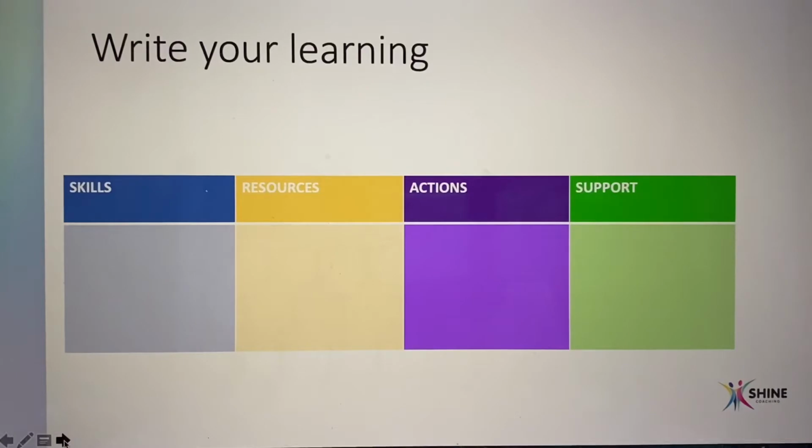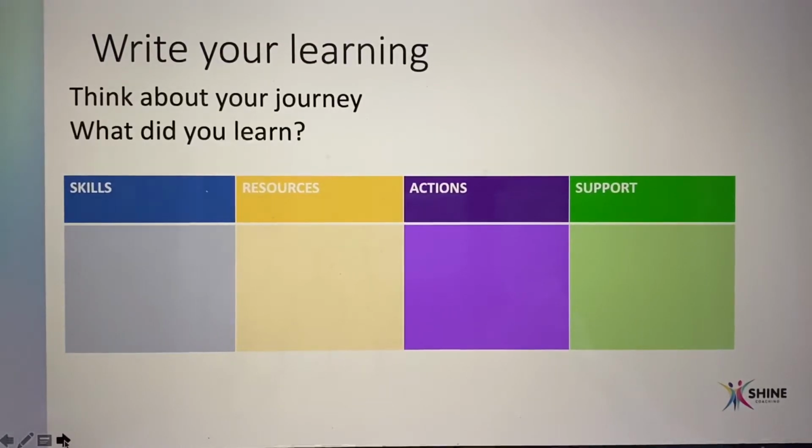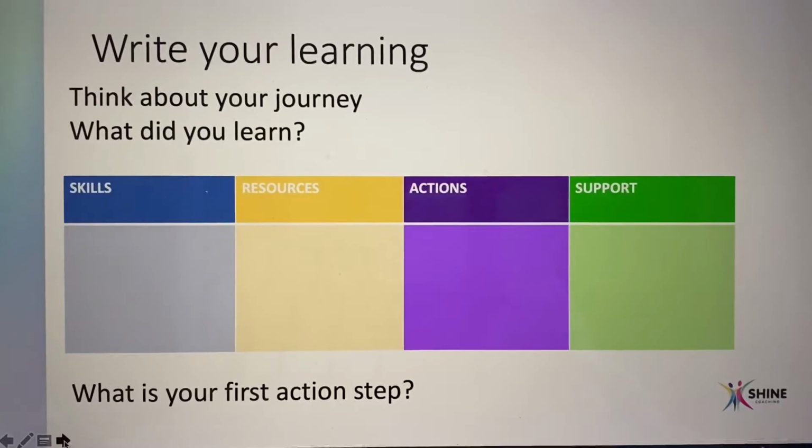So now you've done the meditation, take a moment just to write down your learning, what you've taken from that. So think about your journey. What did you learn? What skills do you need to grow in? What resources do you need? What actions did you take and at what points? And what support did you need around you to help you with all of that? And once you've written that down, what is your first action step that you can take towards achieving this goal?